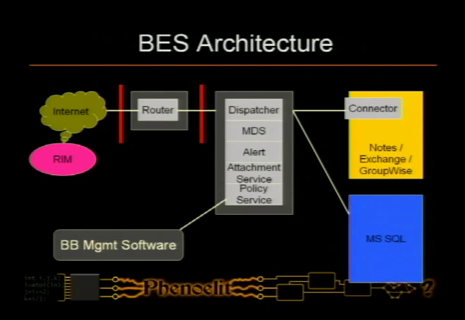Enterprise server, this is how this enterprise server looks in detail. You have this central machine running on Windows, having a dispatcher, MDS, alert service, attachment service, policy service, and management software hanging off. Then you have a connector to the mail system, and then you have a SQL server down there. Now the SQL server turns out to be a really juicy thing. But of course, if you want to attack something like this, you go for what has the biggest attack surface. In this case, when you send in email, the highest attack surface is where the email is parsed.